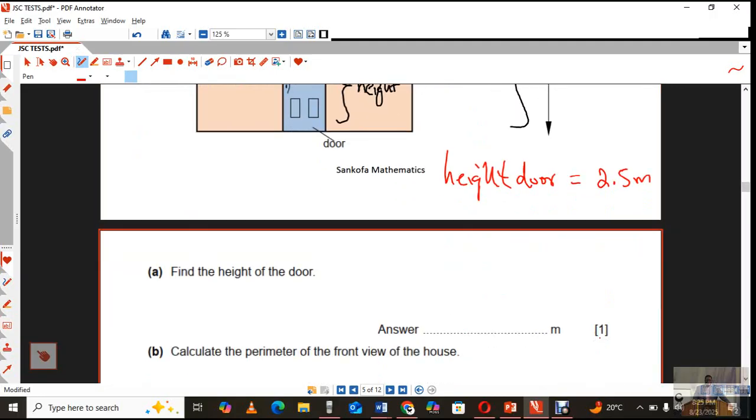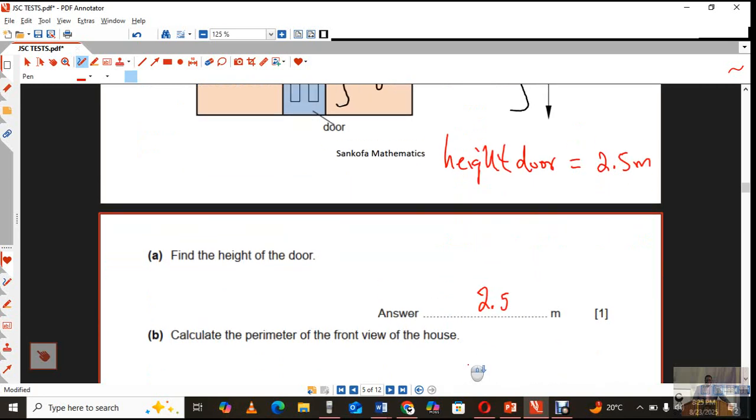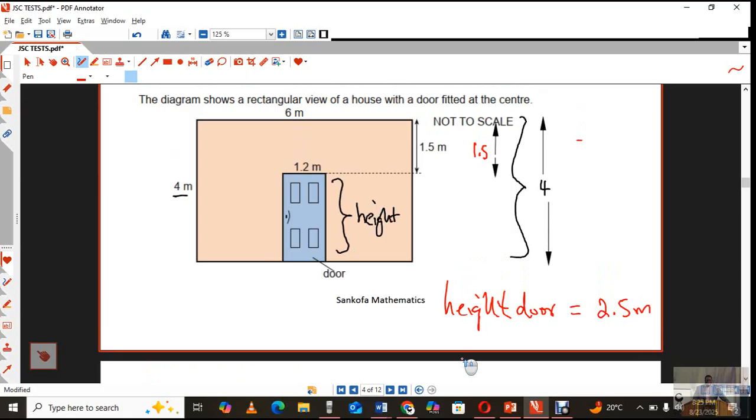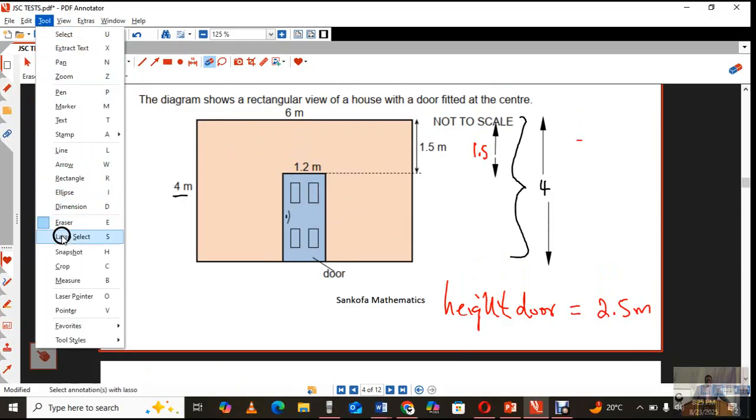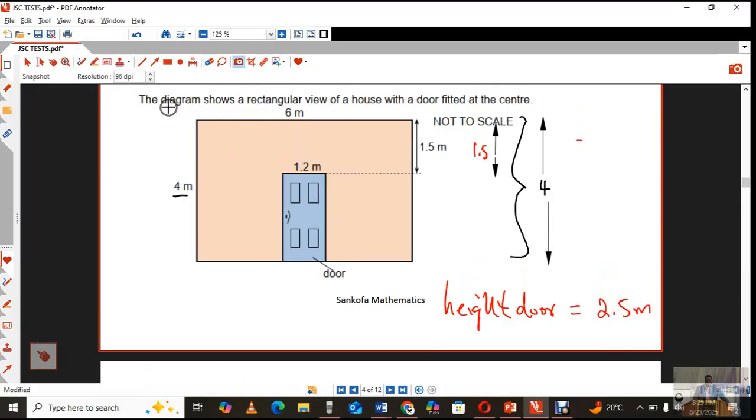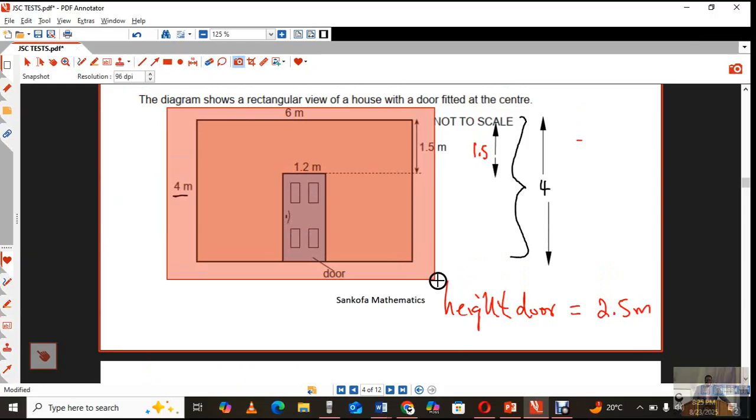Let's see what the question is. Find the height of the door. Of course, we have calculated that. That was 2.5 meters. Calculate the perimeter of the front view of the house. Now, all that is saying is you take the rectangle. This implies that we are looking for the total distance around the shape.